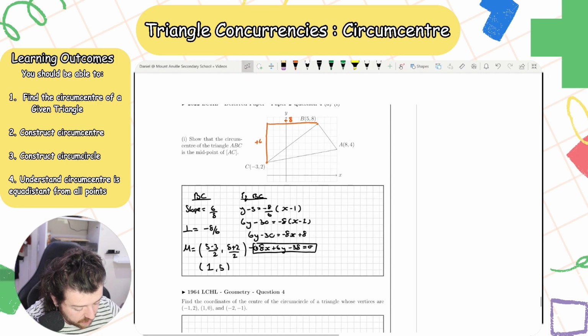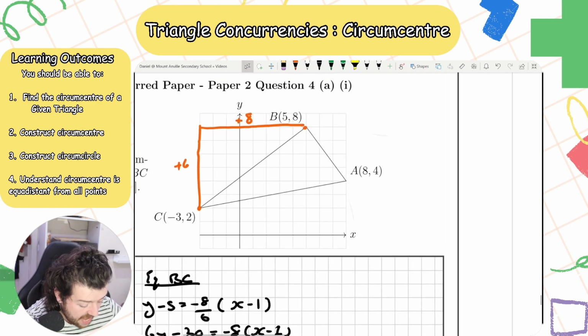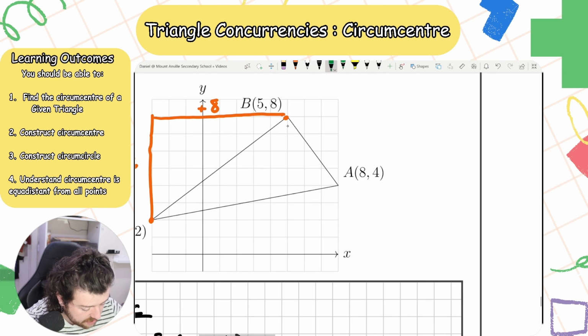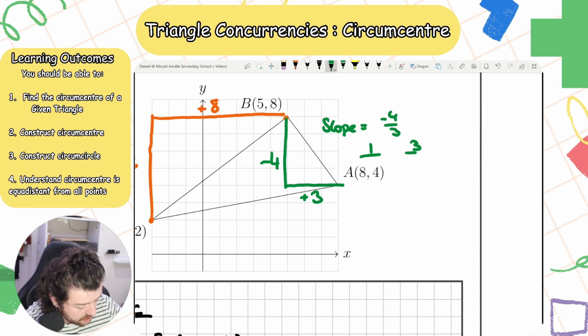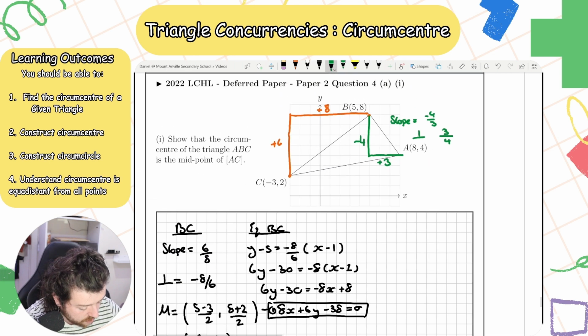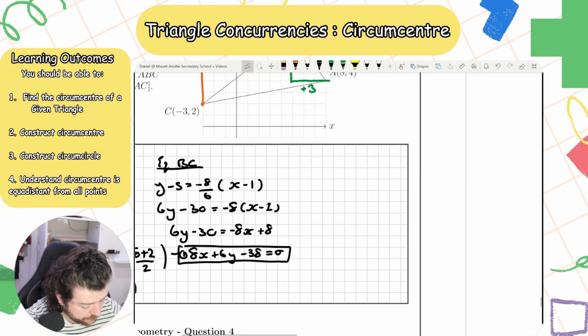Now let's do BA. So my slope is, I'm going from 8 down to 4. So my rise is going to be minus 4. But my run, I'm going from 5 to 8, so my run is going to be 3. So my slope is going to be rise over run, minus 4 over 3. Therefore, my perpendicular slope, flip and change the sign, 3 over 4.